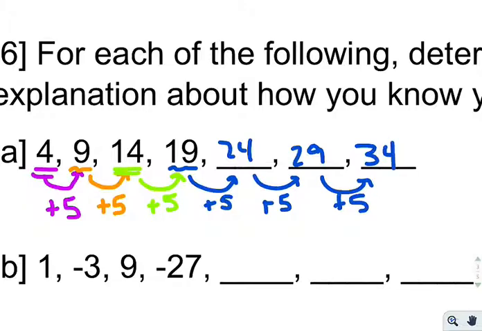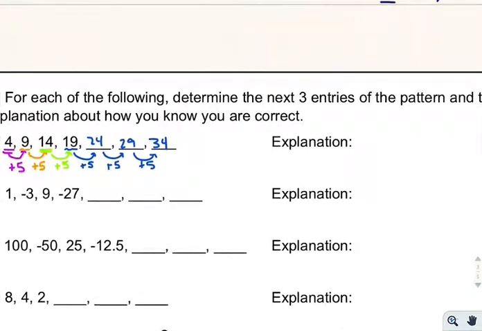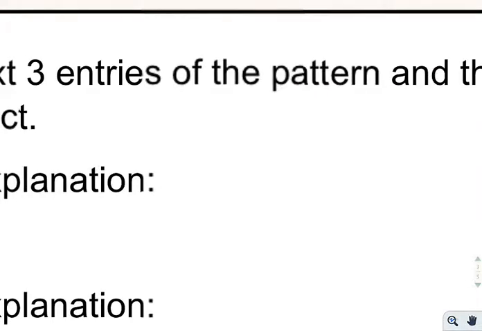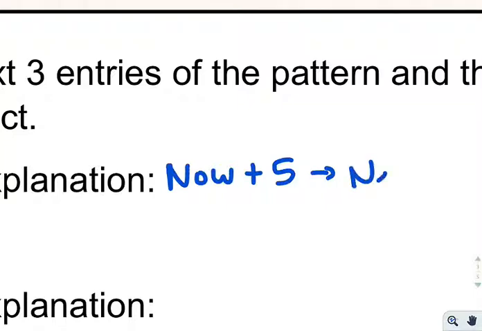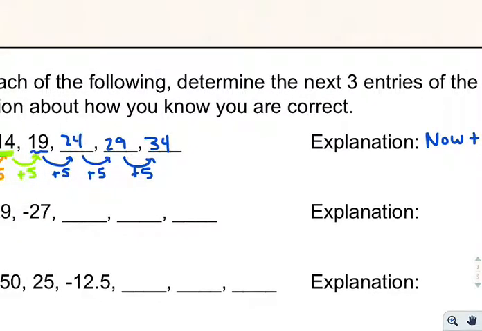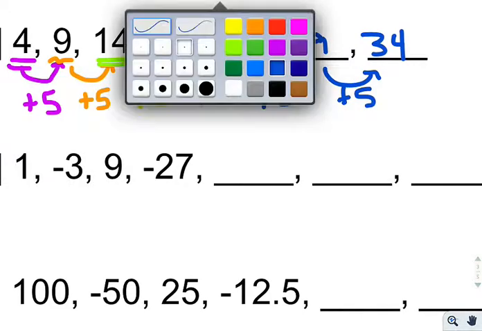Okay. So if I'm looking at this explanation side and it says, explanation of how you know you're correct, the explanation can simply be that. If I take the number I have right now and then I add 5 to it, I get the number that comes next. And that seems to be the pattern that is established throughout, and that's a sufficient explanation. If you write that on the test, I'll be totally cool with that. All right, so let's try this.